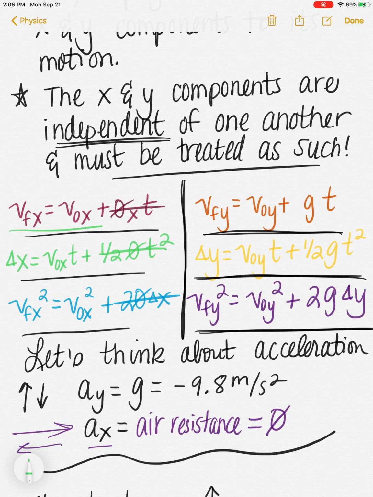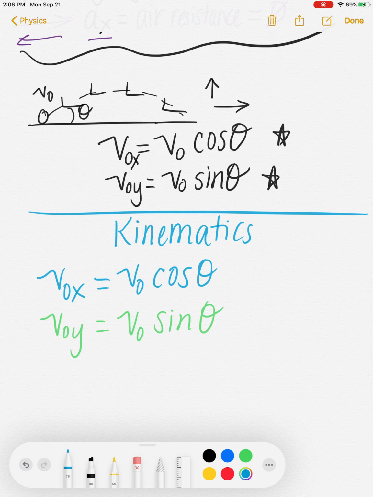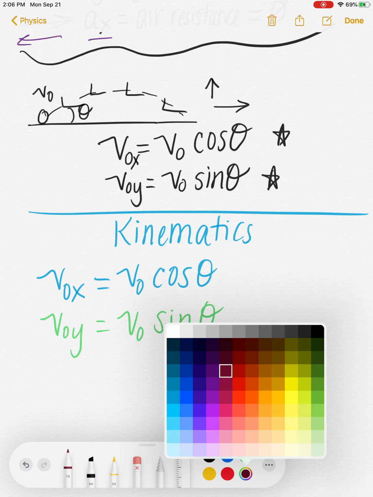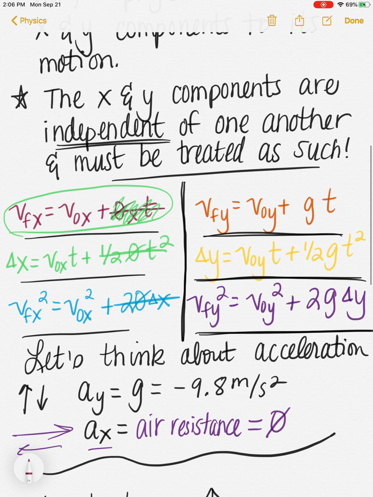Now, if we go back to our x direction, let's take a look here. Because we are disregarding acceleration in the x direction, we're saying there's no air resistance. This just tells us that the final x velocity is equal to the initial x velocity. So because we're disregarding air resistance, we're essentially saying that this object will start and finish with the same speed in the x direction only.